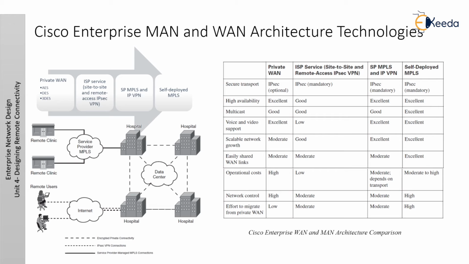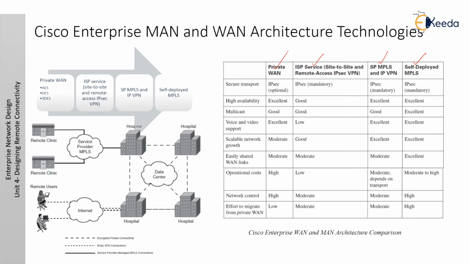The Cisco Enterprise MAN and WAN architecture includes technologies like private WAN, ISP service, site-to-site and remote access IP security VPN, SP MPLS IP VPN, and self-deployed MPLS. We can compare these technologies with respect to secure transport, high availability, multicast, voice and video support, scalable network growth, easily shared WAN links, operational cost, network control, and effort to migrate from private WAN.